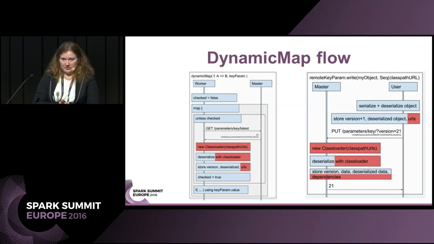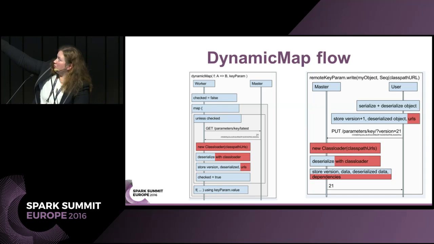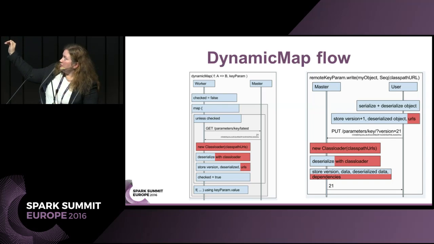Let's see what happens behind the curtains. What is the flow, actually? There we have our worker with a dynamicMap. It checks, okay, should I go for the update? Is it the dynamicMap or is it the normal map? Okay, it's a dynamicMap, let's go for an update if there is a new version. If there is an update, I receive from the master the new class, a serialized class loader, which I can deserialize, store a new version, store the value, and use that value.